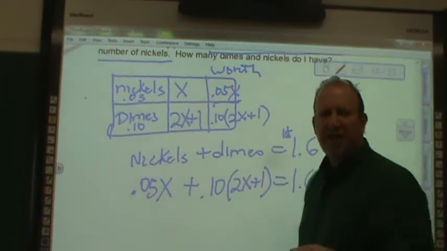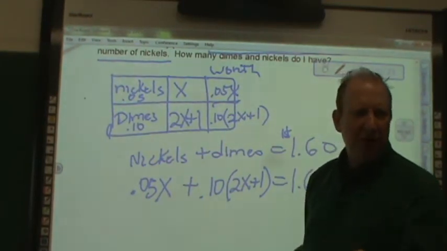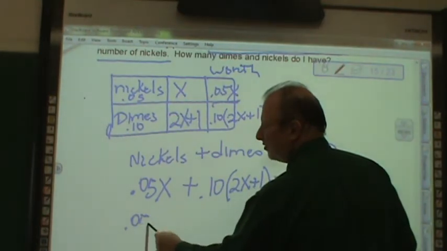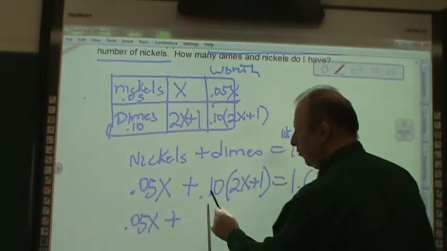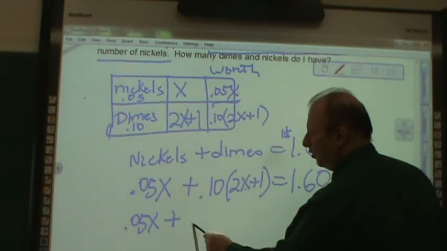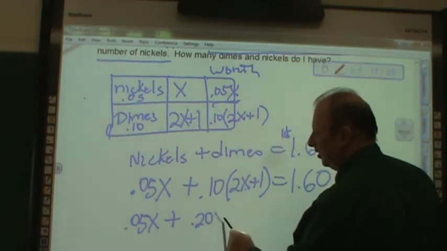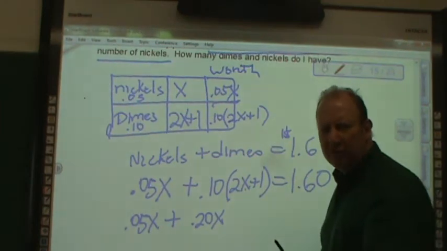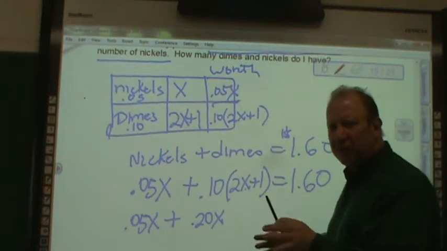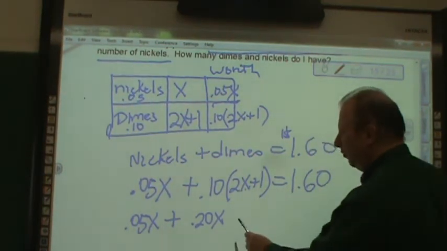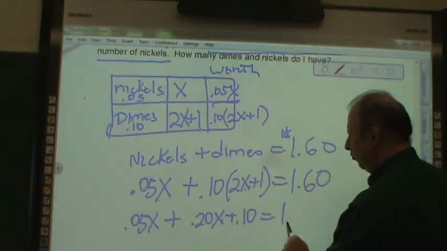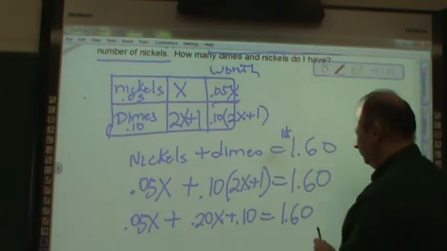Well, the rest is Algebra 1. Let's look at the process of working with Algebra 1. 0.05x plus 0.1 times 2x is 0.20x. Technically, I can write down 0.2, but since I'm working with coins, I'm not going to drop the zero, so you have 0.20x plus 0.10 is equal to 1.60.